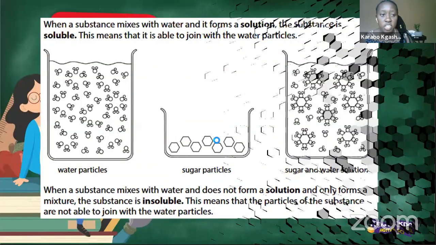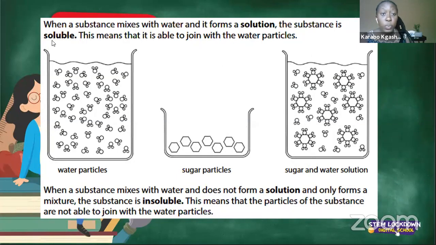All right, now here's just a little example of what exactly we mean by soluble. When a substance mixes with water, it forms a solution. Anything mixing with water is considered to be a solution. The substance is soluble because it has mixed with water. This means that it was able to join with all the other water particles.